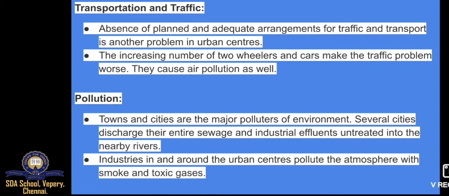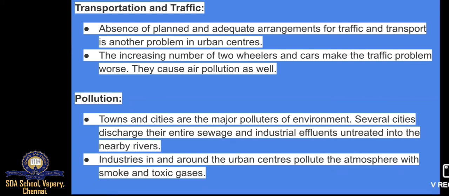And next, pollution. Towns and cities are the major polluters of the environment. Several cities discharge their entire sewage and industrial effluent untreated into the nearby rivers. Industries in and around the urban centers pollute the atmosphere with smoke and toxic gases.